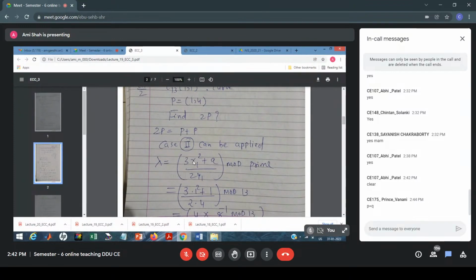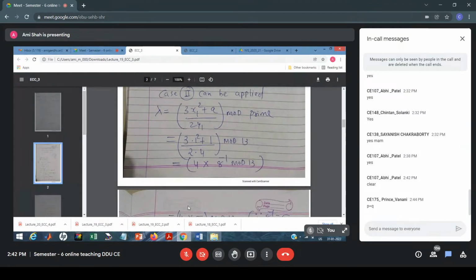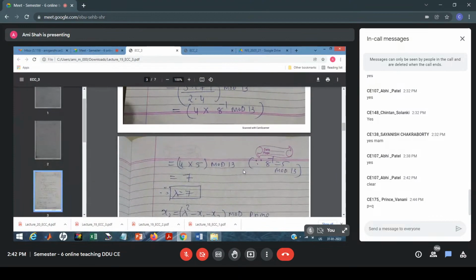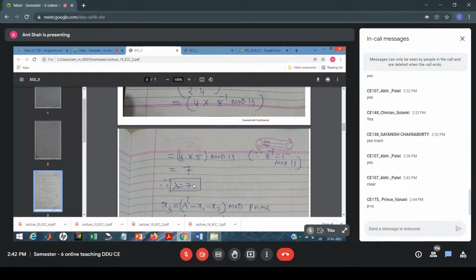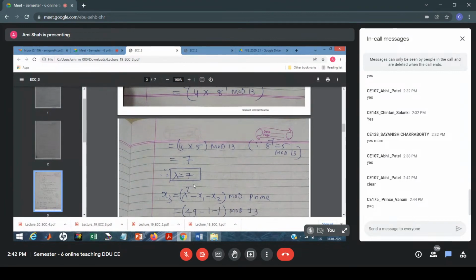Okay. So when you put the values, what do you get, everyone? So x1 is 1. A means here the curve value is given. A is 1 and B is 1. So A I am putting 1 over here. 2 multiplied with 4, right? So what I'm getting here is 4 multiplied with 8 inverse mod 13, right? So what I get is lambda equals 7. Lambda equals 7 that I am getting.